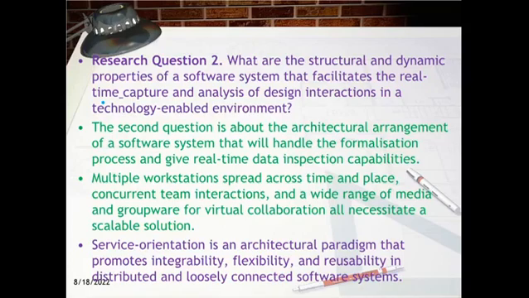The second question is about the architectural arrangement of a software system that will handle the formalization process and give real-time data inspection capabilities. Multiple workstations spread across time and place, concurrent team interactions, and a wide range of media and groupware for virtual collaboration all necessitate a scalable solution. Service orientation is an architectural paradigm that promotes integrability, flexibility, and reusability in distributed and loosely connected software systems.